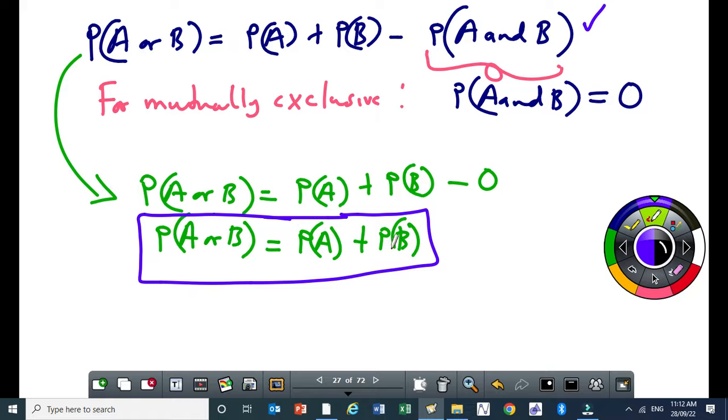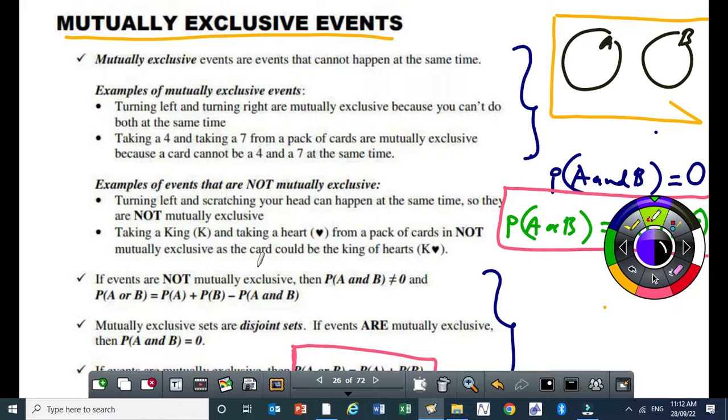Okay, so I want you to copy. You need to copy some of the examples here. Everything that I just explained is there.